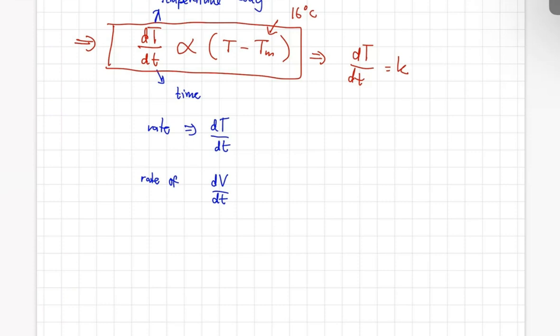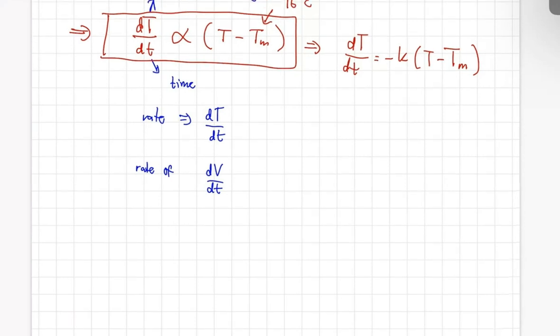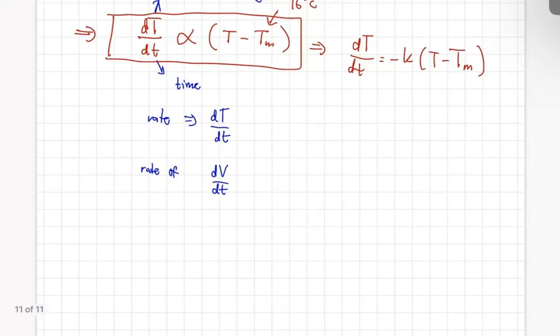So let's say the constant is K. So K multiplied by T minus Tm. In this case, for Newton's law of cooling and warming, let's put K as negative because the temperature will go from high to low. So from high to low, let's say this is a negative K. Now, by using Newton's law of cooling, we get one new equation.